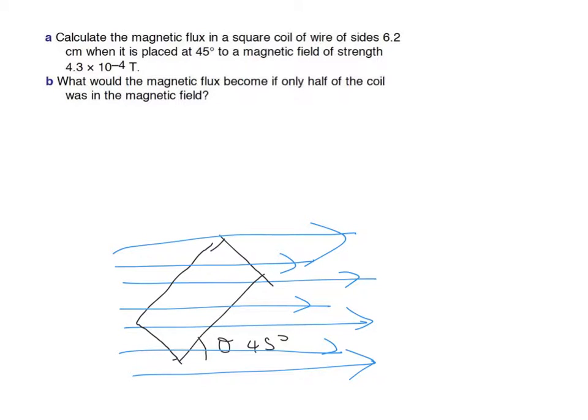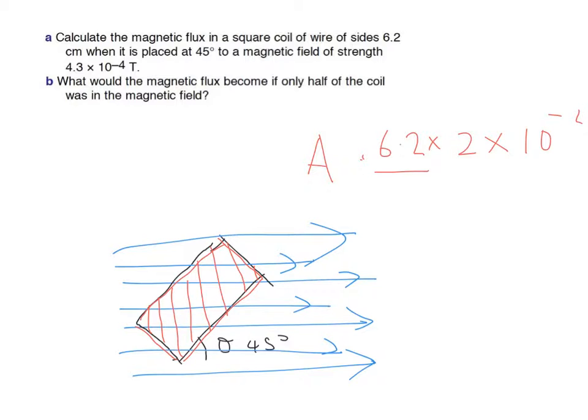So here is a diagram trying to depict what's going on. You have a rectangular coil, and this rectangular coil has an area here. What you have to work out is how many of these field lines are going to be in this space here. So the area is really important, and the area would be 6.2 times 2, and of course it's centimeters, so it's times 10 to the minus 2. Centimeters, 10 into meters. So that would give us our area.